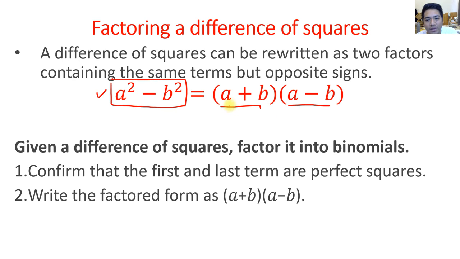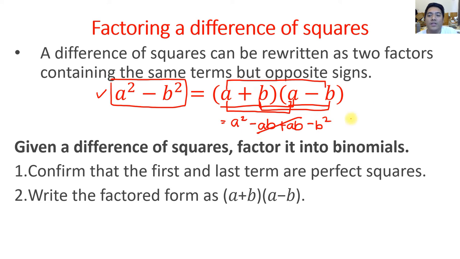Because when we FOIL this, we have first, a squared; outer, negative ab; inner, a times b, plus ab; and last, positive b times negative b, that's negative b squared. We can see that the middle terms will cancel, so that results in a squared minus b squared only. So, given a difference of two squares, to factor it into binomials, we must confirm that the first and last terms are perfect squares.